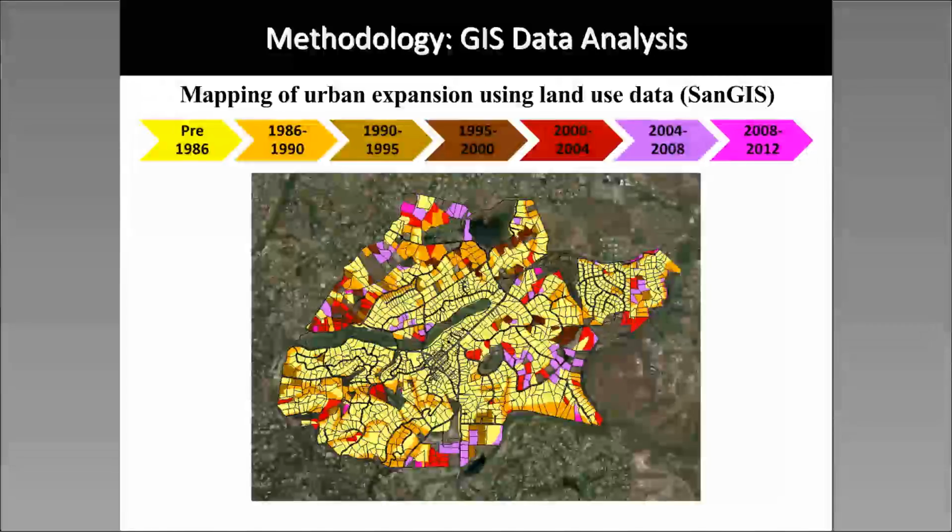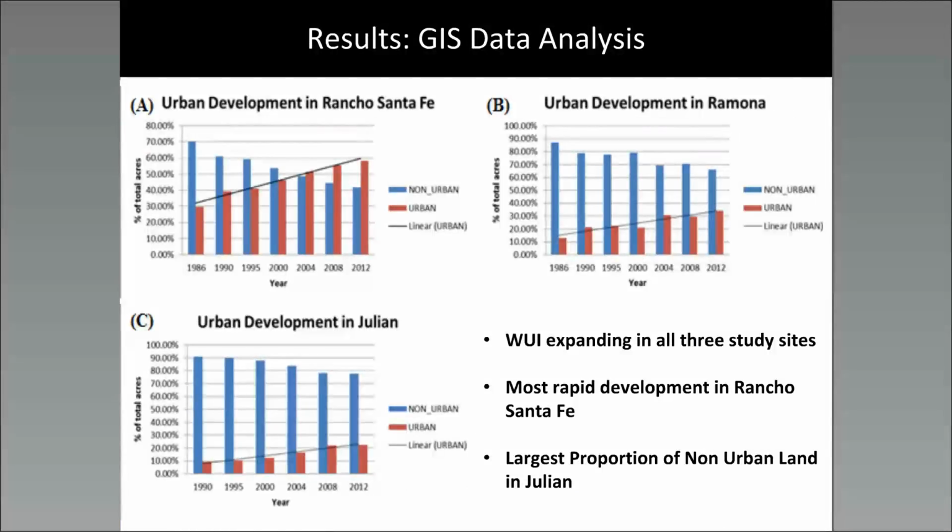But one aspect of a GIS analysis is you're often limited by your data. And so the model aims to collect as much as is possible with what we could have. And this is the results of that there. So we found that the wildland-urban interface was expanding in all of the 3 study sites. The most rapid development was in Rancho Santa Fe. And the largest population of non-urban land was in Julian, which was not surprising given our site visits. There's quite a lot of vegetation in that area.